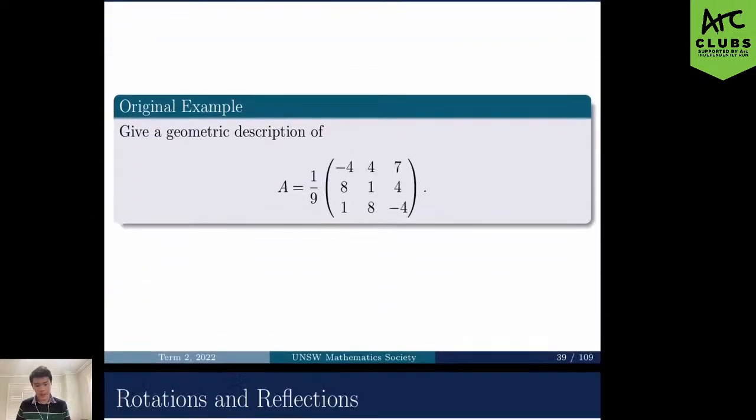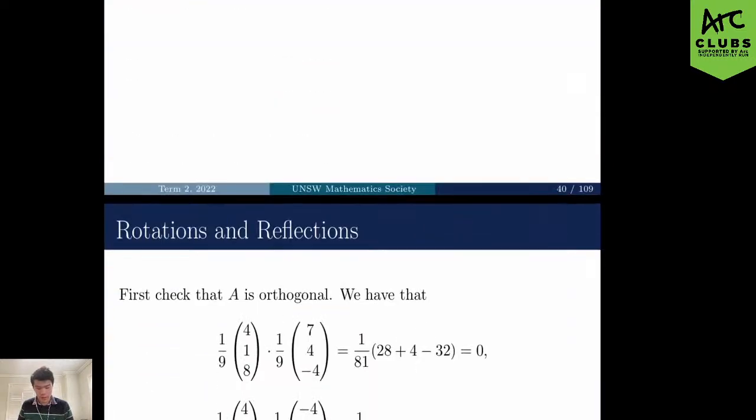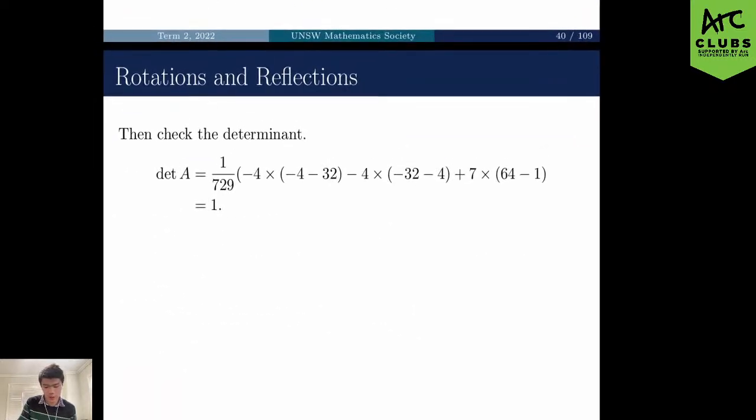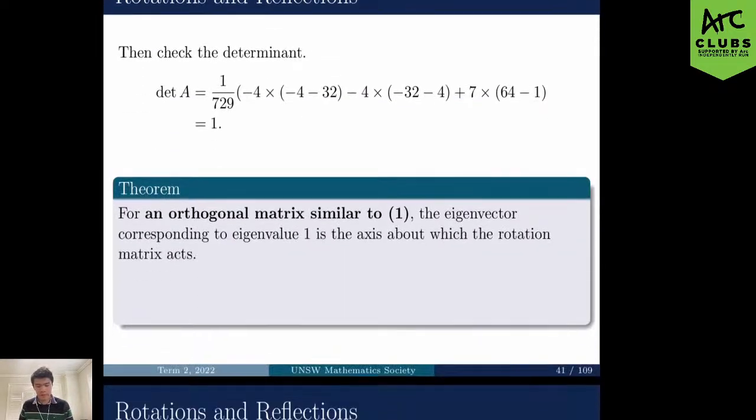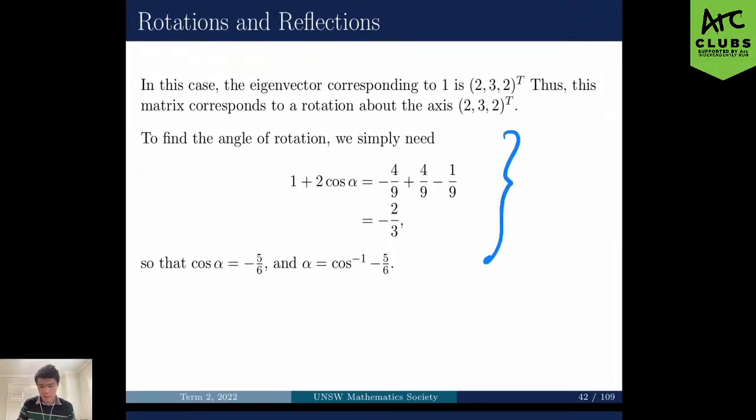I'll let you read through this example in your own time because we're running short on time. But basically we do these things, right? First of all, we work out the determinant. This means it's a rotation. Then we solve for alpha and we get this angle.